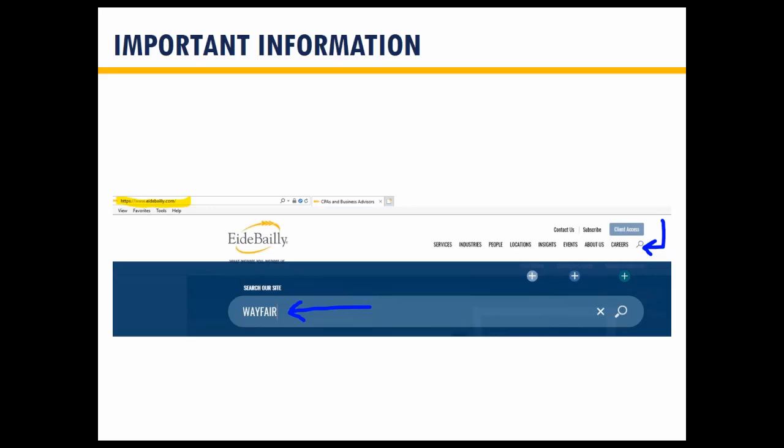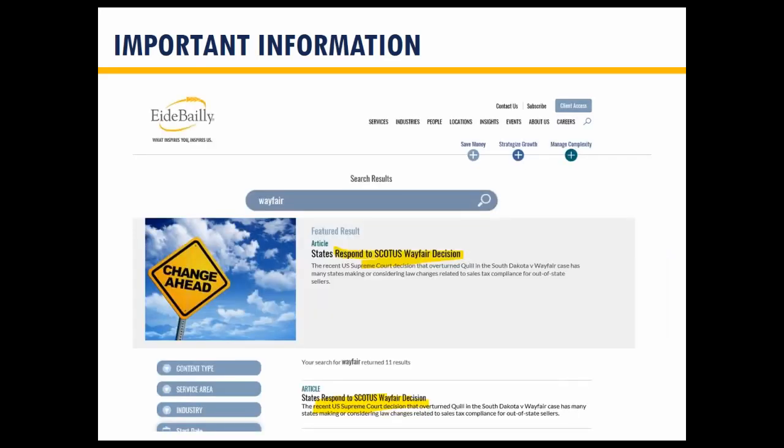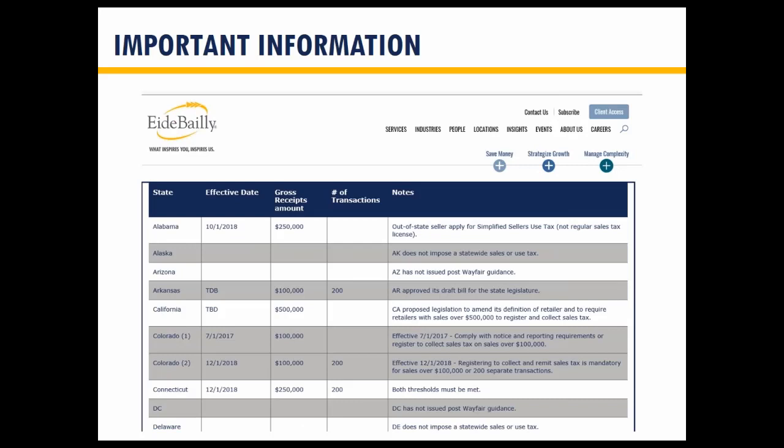Over in the upper right-hand corner, there's that little tiny magnifying glass. If you click on that, type in the word Wayfair and hit enter. Then it's going to pop up with that bright yellow sign on the left, and the state responds to Supreme Court of the United States Wayfair decision. Select that article. It's going to take you to an article. What was written in the article, I think we did all right on it.